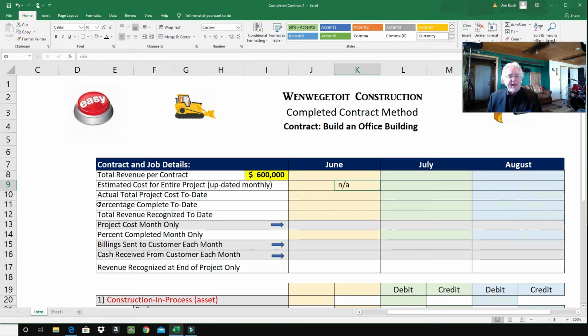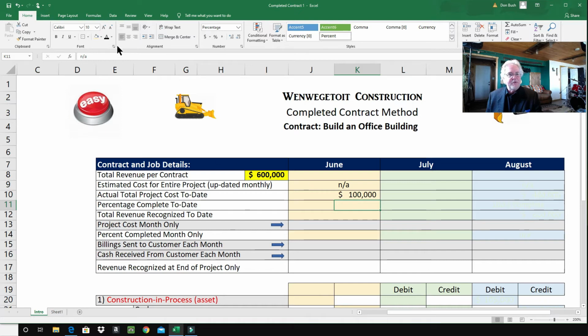Now, the actual total project cost to date, this we do need to know. So we ask the engineer, hey, how much has been spent on this project? And the engineer says $100,000. And if you watch the percentage of completion method video, I'm using the exact same numbers so you can compare the two methods.